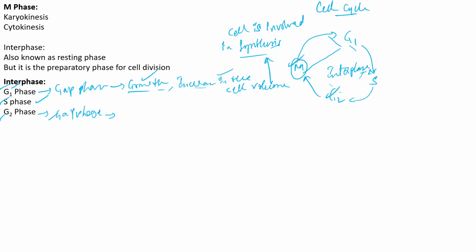Now, what is the S phase? What happens in the S phase? The S phase is also called the synthesis phase. Why is it called the synthesis phase? Because there is DNA replication, or we can say DNA duplication.